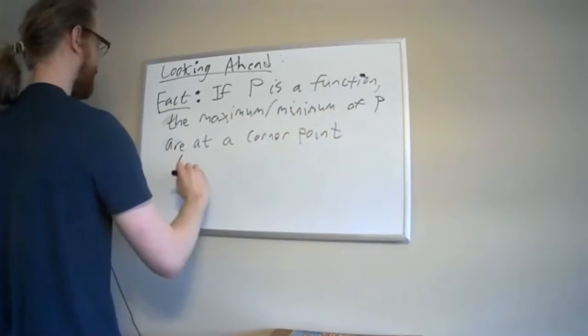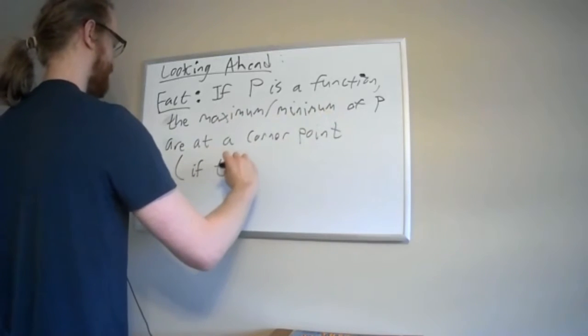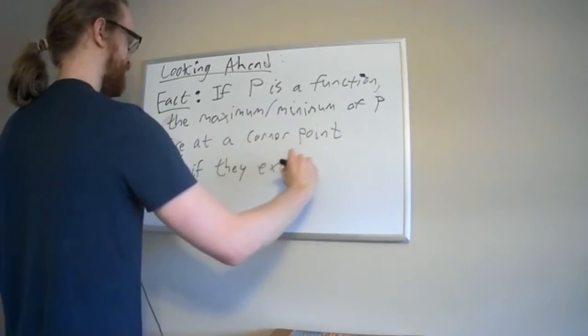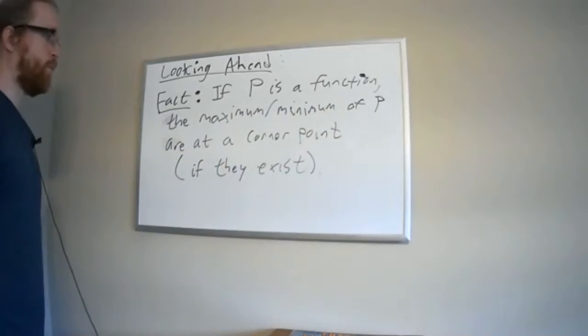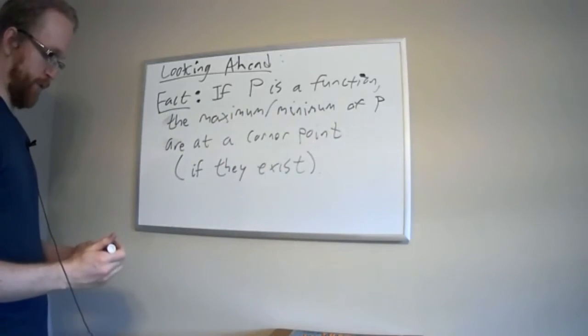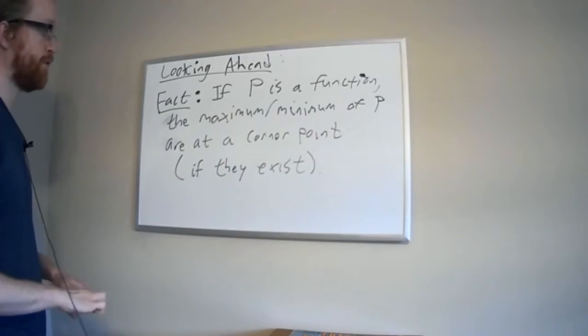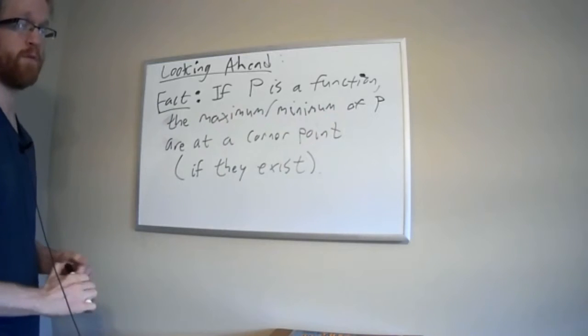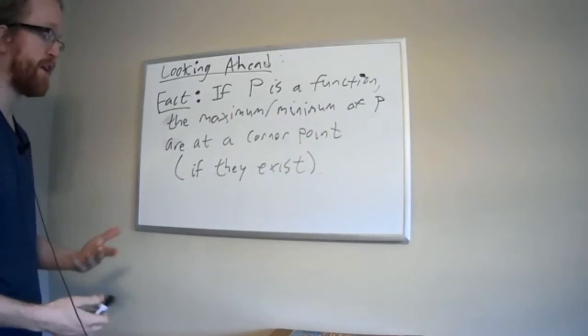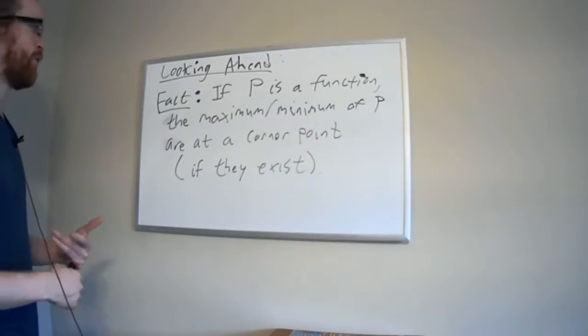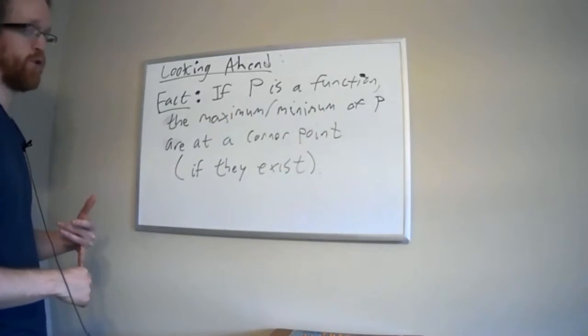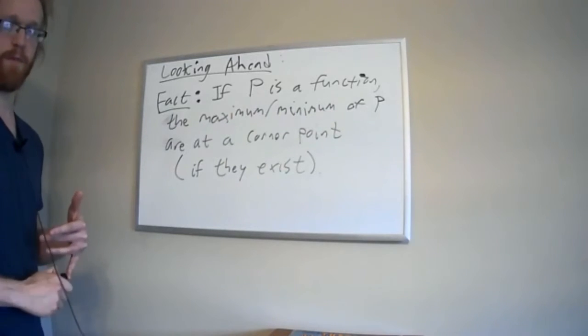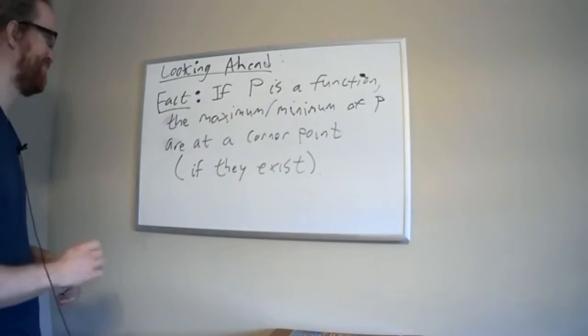And I'm going to put this little caveat that says if they exist. So the upshot of this, I suppose, is that when it comes to the linear programming problems where we need to find the maximum or minimum, given your constraints, it turns out that we're only going to have to check our function at corner points in most cases.